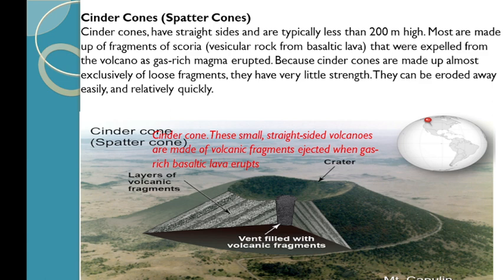Cinder cone is spatter. Cinder cones have straight sides. These are vents filled with volcanic fragments, called a cinder cone. Spatter cones, cinder cones are small straight-sided volcanoes, and volcanic fragments are ejected when gas reaches basaltic lava. So a cinder cone is vesicular rock that flows and splatters from gas-rich magma. So cinder cones have straight sides.